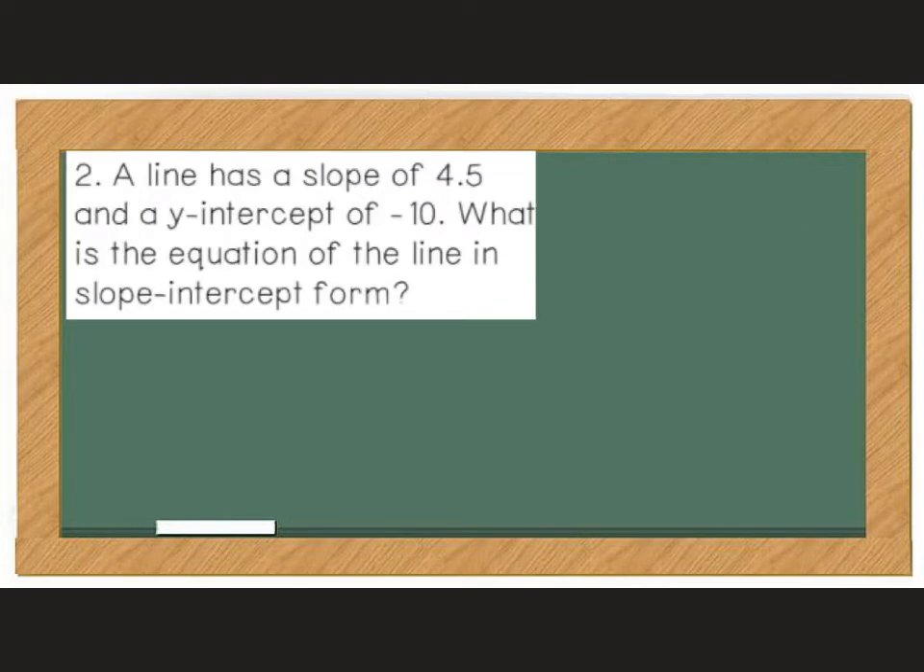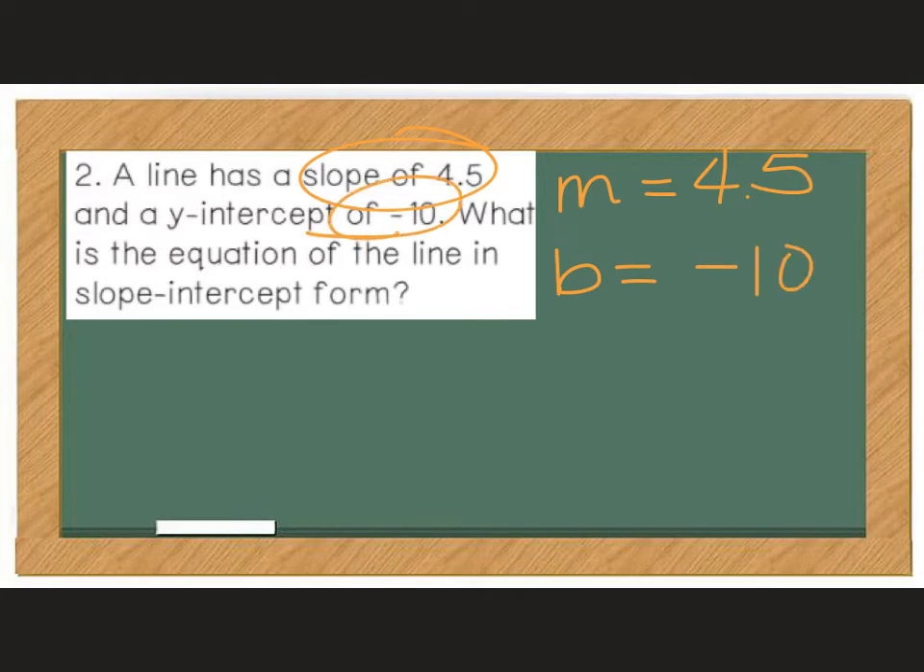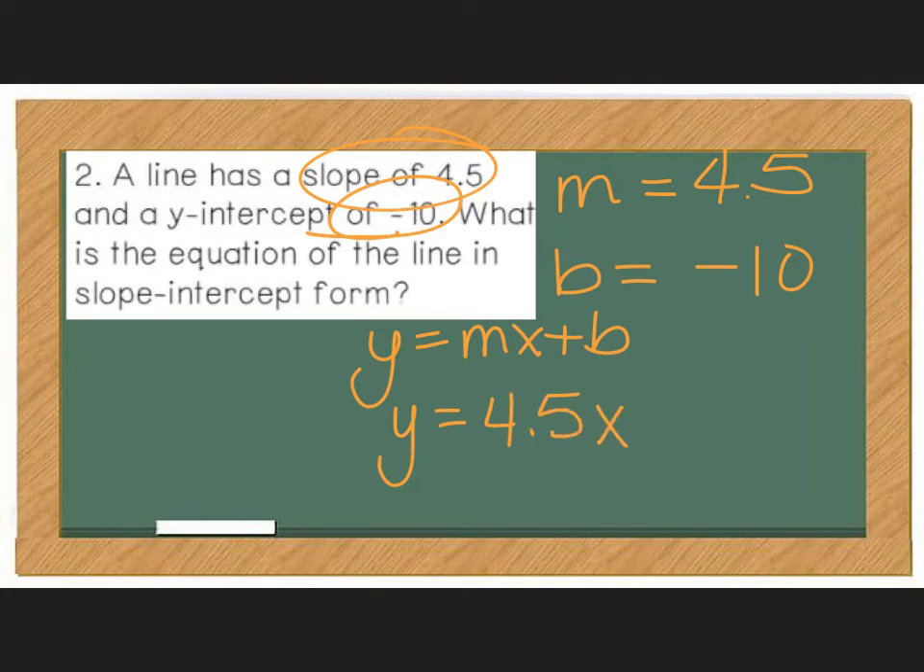Again, a line has a slope of 4.5 and a y-intercept of -10. What is the equation of the line in slope-intercept form? Again, we need an m, we need a b. The m is 4.5, the b is -10. So when I go to write this, y equals mx plus b. The m is 4.5, so y equals 4.5x. Now it says the b is -10, but it says addition. Remember, if you're adding a negative, that's the same as subtracting. So in this case, it's -10.